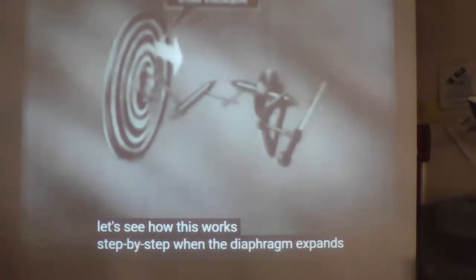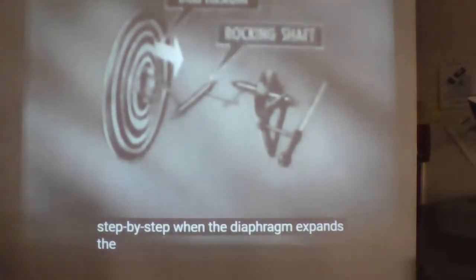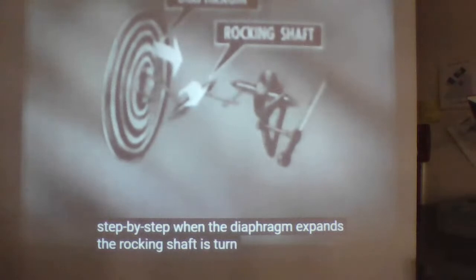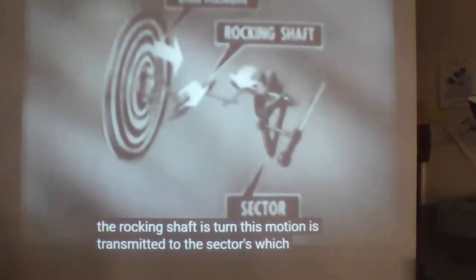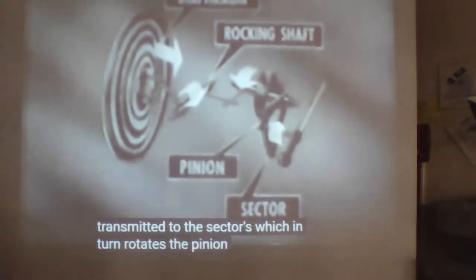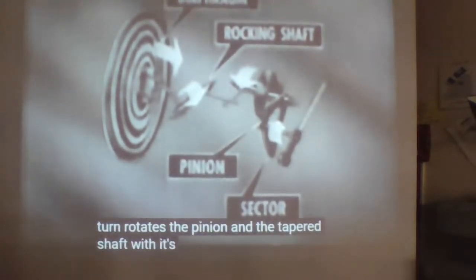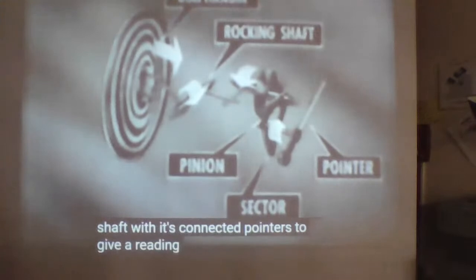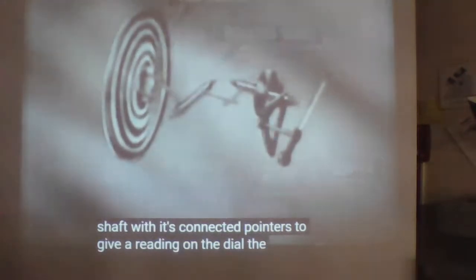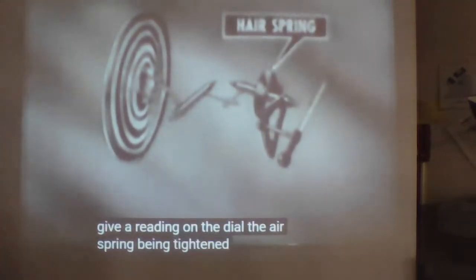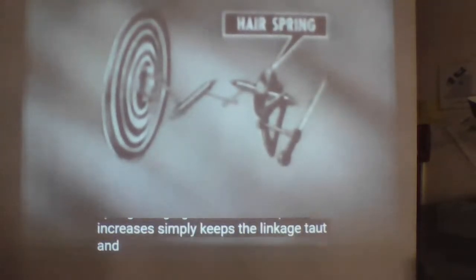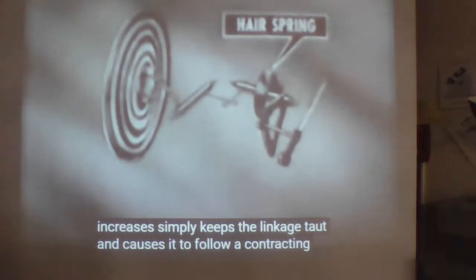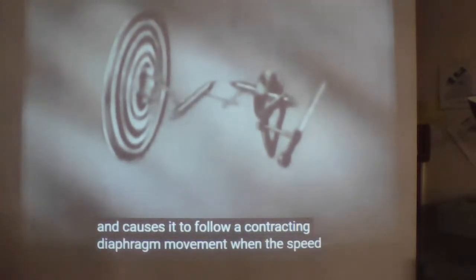When the diaphragm expands, the rocking shaft is turned. This motion is transmitted to the sector, which in turn rotates the pinion on the tapered shaft with its connected pointer to give a reading on the dial. The hairspring, being tightened as the speed increases, introduces some tension and causes the pointer to follow a contracting diaphragm movement when the speed decreases.